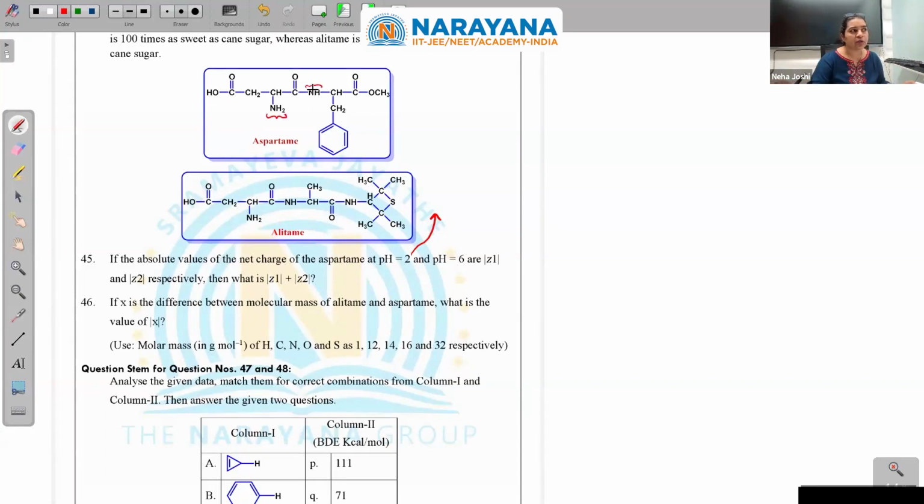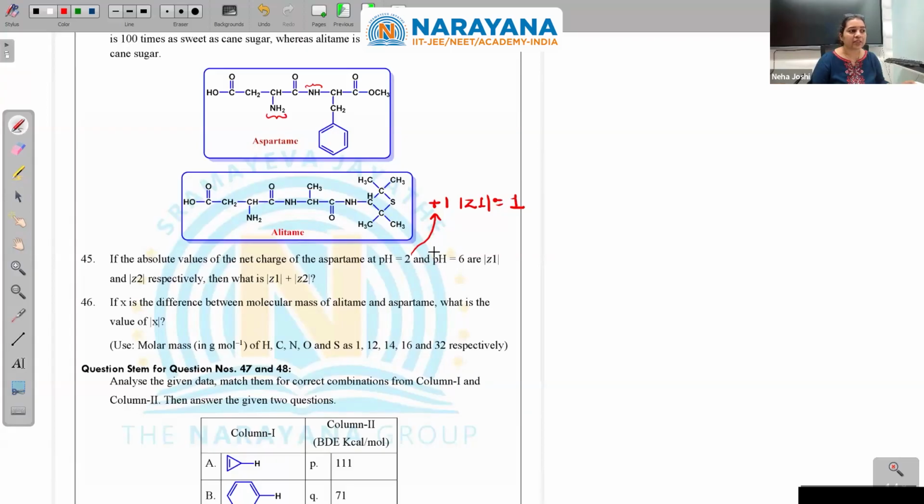Amide will not be protonated. Okay. Is that clear? Amide is not in the race at pH 2. So at pH 2, charge is +1. The absolute value of charge for Z1 is only 1.